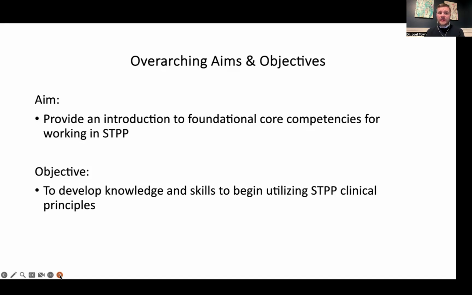So our objectives then are going to be to help develop some key knowledge and skills so you can start to get more familiar with the broader STPP model. For those of you who are more familiar with STPPs and the intensive short-term dynamic psychotherapy model, then this will hopefully be more of a refresher for you.